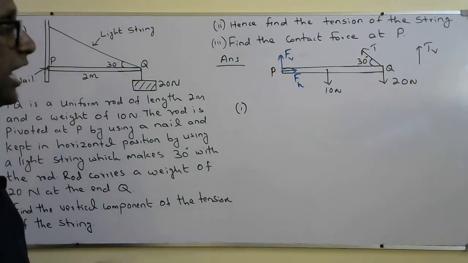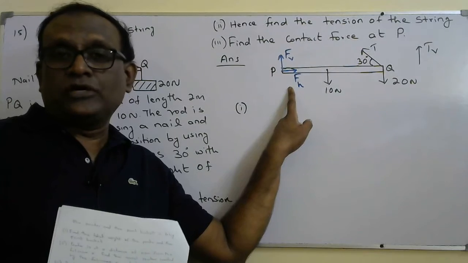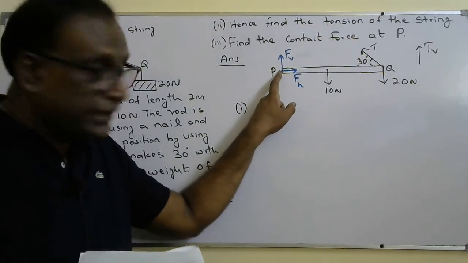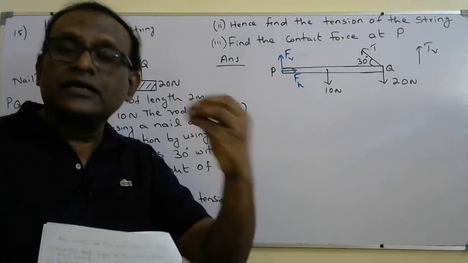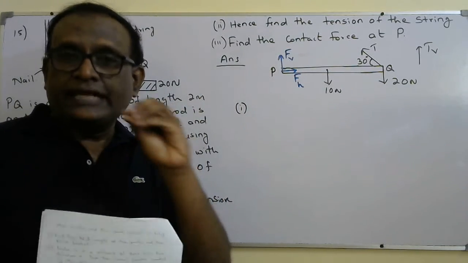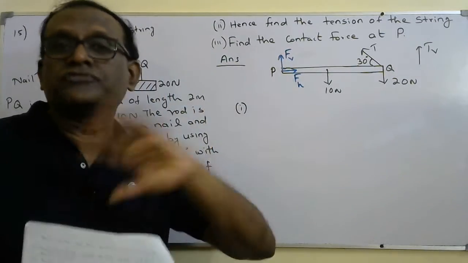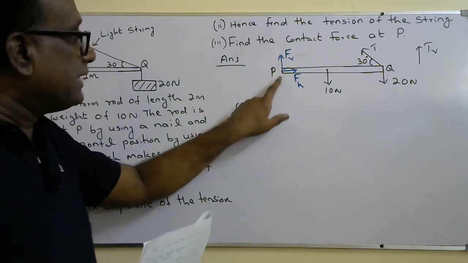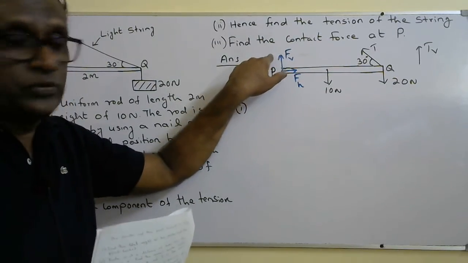The advantage, when I take moment about P, FH won't come in my equation because it's passing through P. So the perpendicular distance to FH is 0. So I told that if we take a moment about a point through which unknown forces are passing, I can reduce those forces in my equation. So when I take moment about P, FH won't be in my equation, FV won't be in my equation.